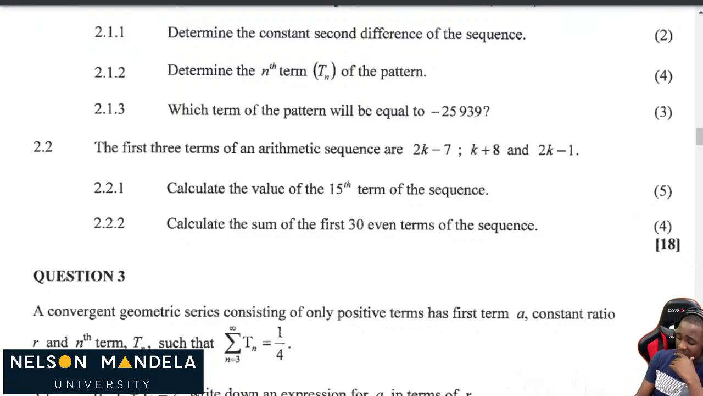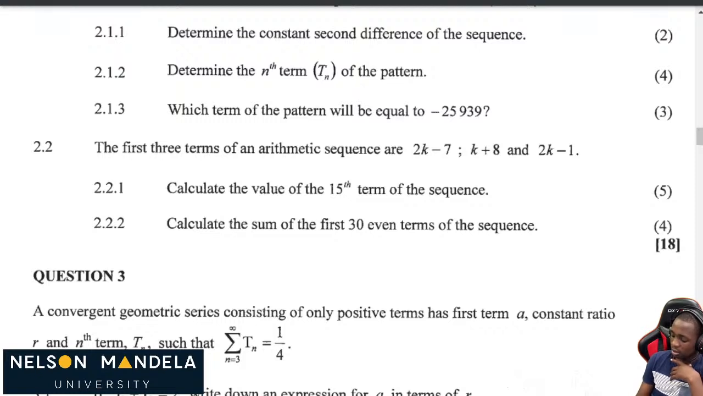Let's look at our sequence. We're having 17 is to 20 is to 23. Then we say the constant difference is 3. Let's determine another 3 terms. So 23 plus 3 is 26. Plus 3 is 29. Plus 3 it's 32.